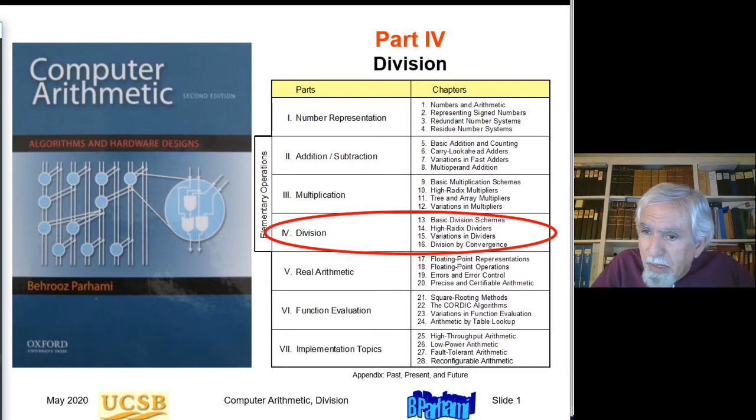So in this part 4, dealing with division, the chapters have a similar structure to those in the multiplication part. Today in this lecture we'll have basic division schemes, chapter 13, then high radix dividers, chapter 14, lecture number 12. Lecture number 13 will be variations in dividers. And lecture number 14, dealing with chapter 16, will be division by convergence, which is a method quite different from all the other methods we discuss in the first three chapters. In fact, it's one of the most commonly used fast division schemes in modern computers. So we'll see why.